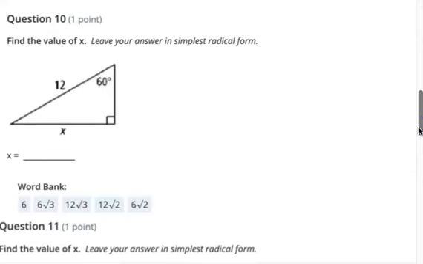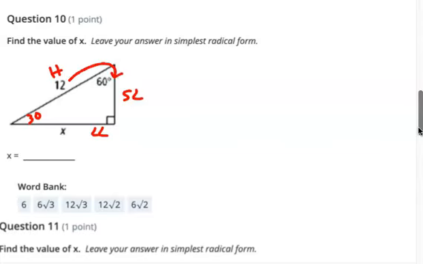Find the value of x, leave it in simplest radical form. This is a 60, which means this is a 30. So first thing I would do is label the hypotenuse, which one is the shorter leg, which one is the longer leg. Okay? They started us with the hypotenuse. If you don't get started with the short leg, that's the next thing you find.